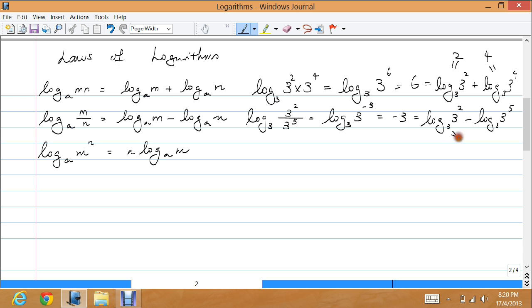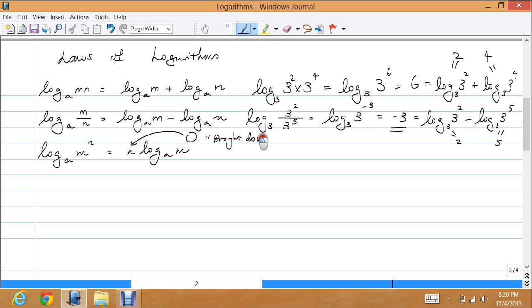Because this also gives you 2 and this gives you 5. So 2 minus 5 is negative 3. Last but not least, log base a, if I have m raised to the nth power, is the same as n log base a of m. This is as if the power was so-called brought down.